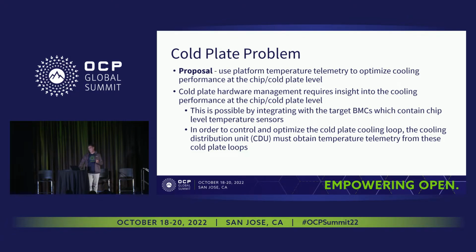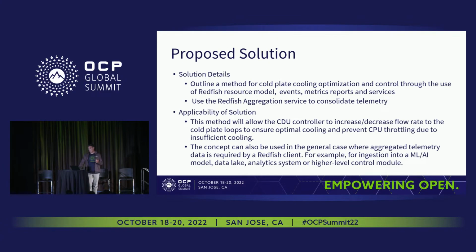So what we are proposing here, and I'll get to the diagram in a second, is that using a Redfish aggregator and using the schema modifications and the attributes that we are coming up with in this work stream, we'll have a method that the aggregator can generate a metric report that the CDU can consume, and the CDU controller will know what's going on at the cold plate level.